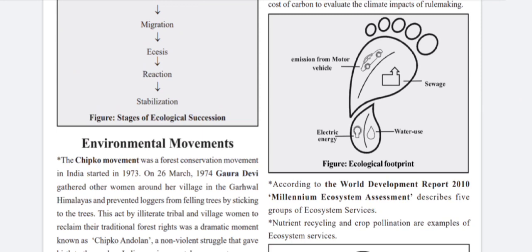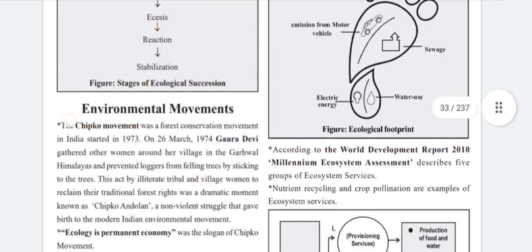Here you can see the figure of the ecological footprint. Here there is electric energy and water use. Second is sewage and emission from motor vehicles.